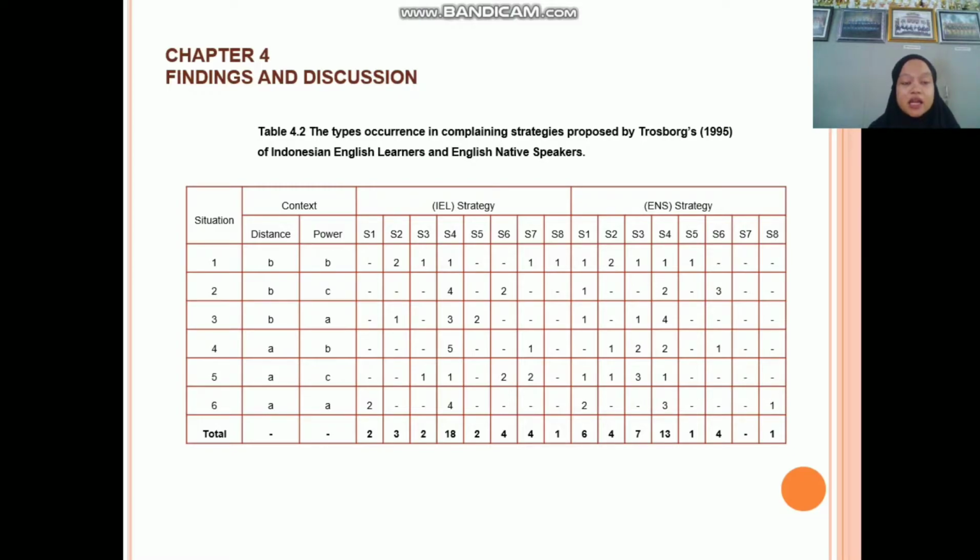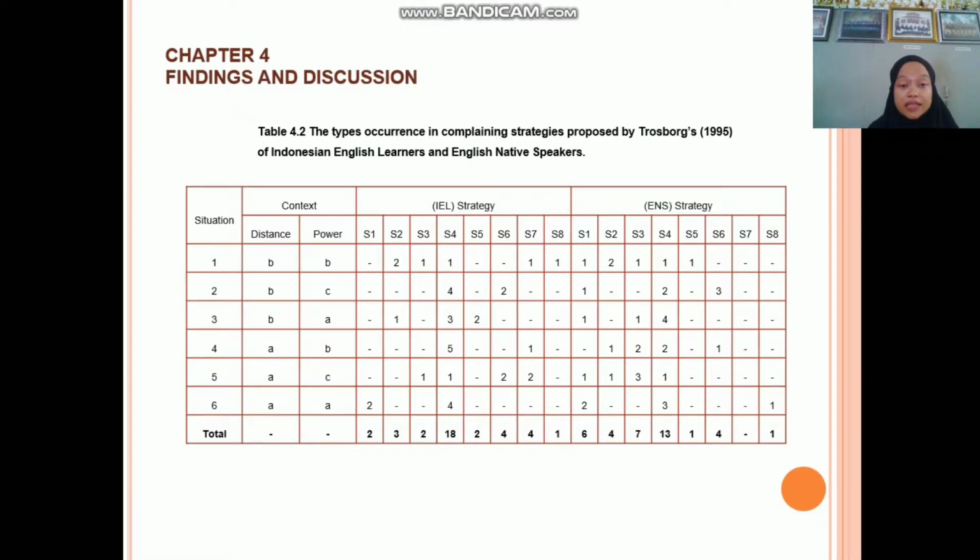The findings show the table of types of occurrence in complaint strategies proposed by Trosborg 1995 of Indonesian English learners and English native speakers. As seen in the table, there are a total of 22 data collected from 12 participants, 6 situations, and 8 strategies in the context of distance and power.